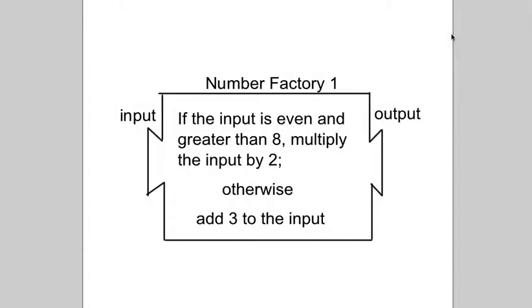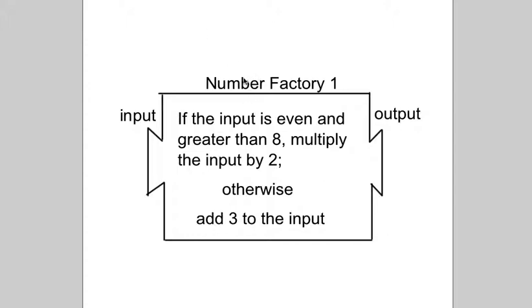In this unit, we've been talking a lot about how computers use logic to make decisions. Today, what we're going to be looking at is these number factories, which a lot of times in mathematics or in computer science, are called functions. Essentially, we're looking at how a computer would take input, process that input, and then produce output. So in this problem, I have an example of a number factory.